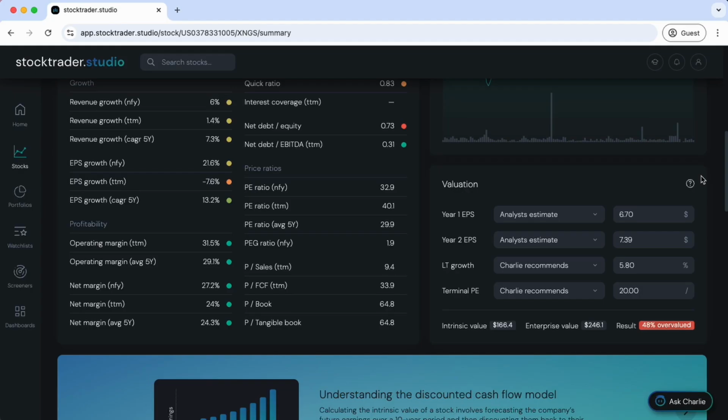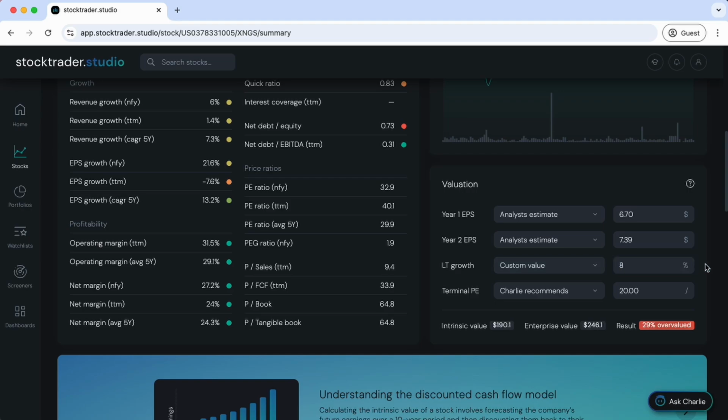By default, the widget uses the EPS analyst estimates for the first and second year, and the recommendations of Charlie, our integrated AI assistant, for the long-term growth between years 3 and 10, and the terminal PE ratio. This is the PE ratio we think Apple will deserve in 10 years' time. If we want, we can change these parameters. For instance, if we believe that Apple will grow more than 5.8% a year between years 3 and 10, we can input a custom value and see the result changing in real time.